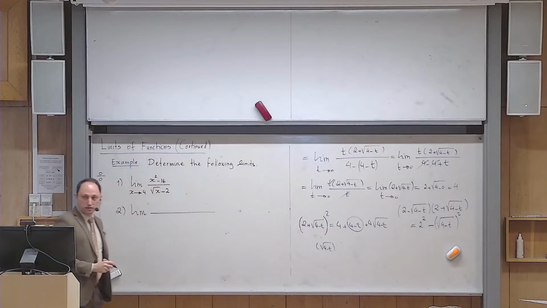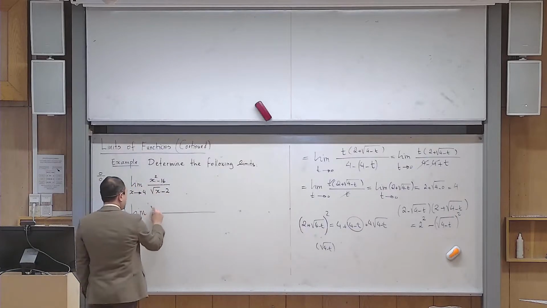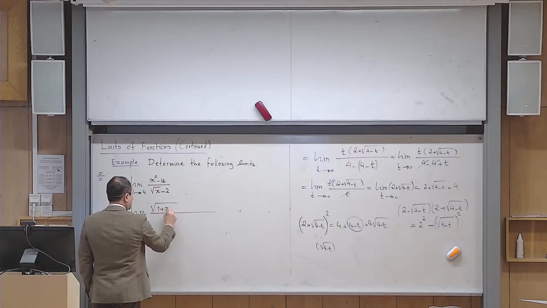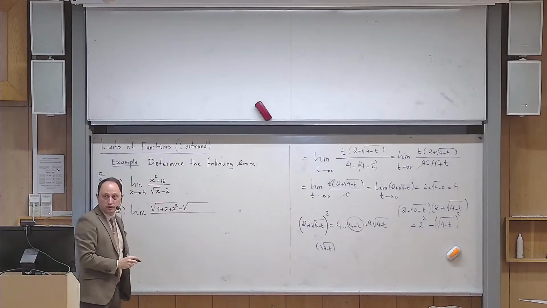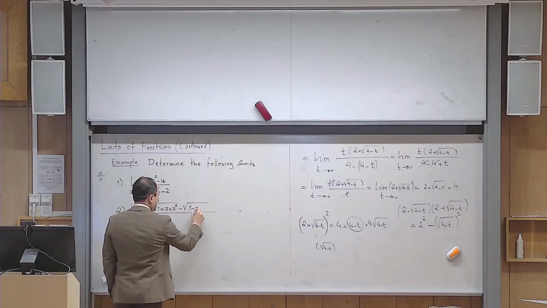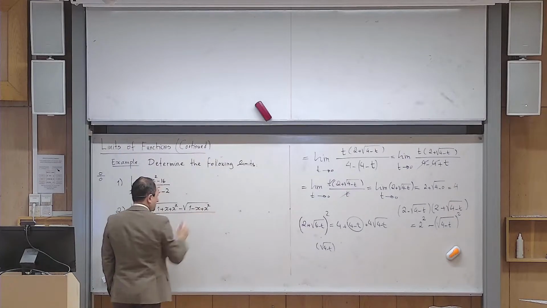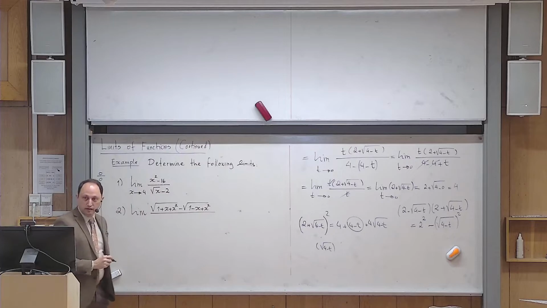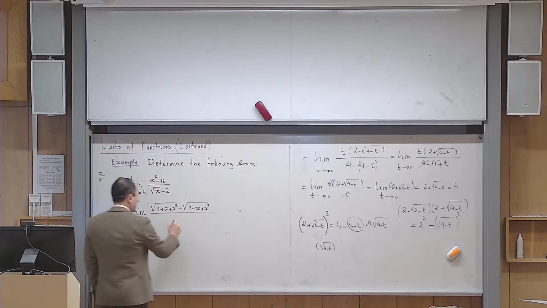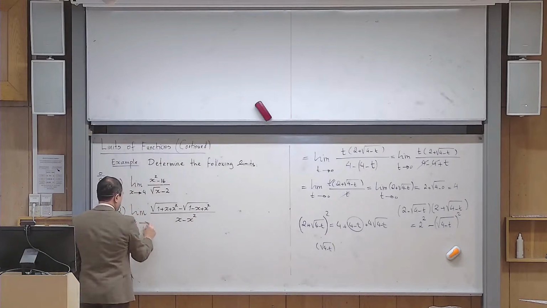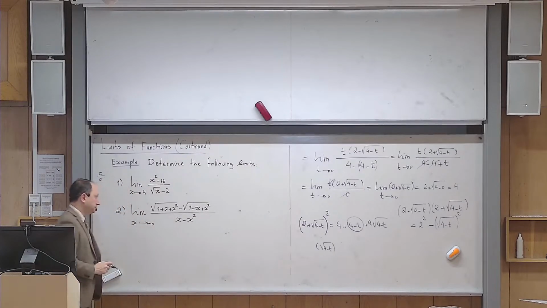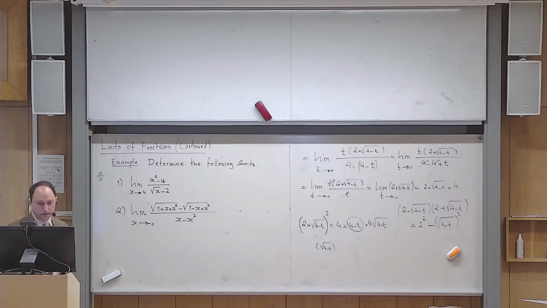But let me also write another one. So square root of 1 plus x squared minus square root of 1 minus x squared, and then in the denominator we have x minus x squared, and I send x to 0. You can also think a little bit about this.